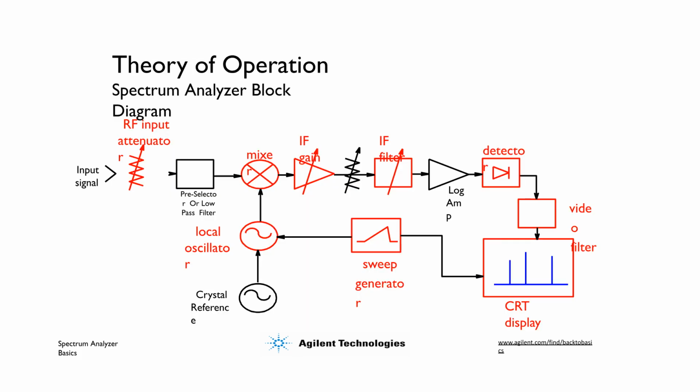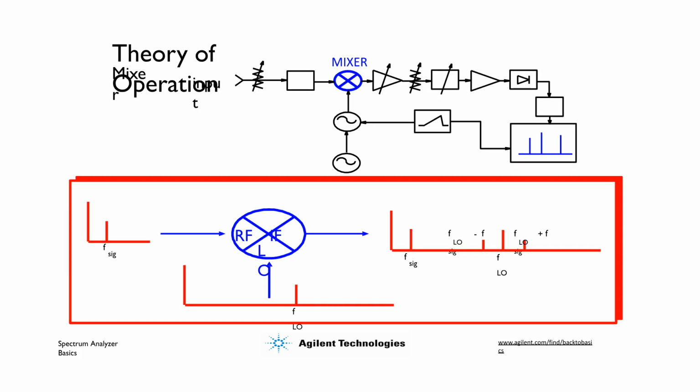The block diagram illustrates the theory of operation for a spectrum analyzer, showing the flow of the input signal through components like the RF input attenuator, preselector, mixer, IF filter, detector, and finally to the CRT display. At the mixer stage, the input signal frequency, fsig, is combined with the local oscillator frequency, FLO, to produce the intermediate frequency, IF signals. These signals include the sum and difference frequencies, FLO minus fsig, and FLO plus fsig.